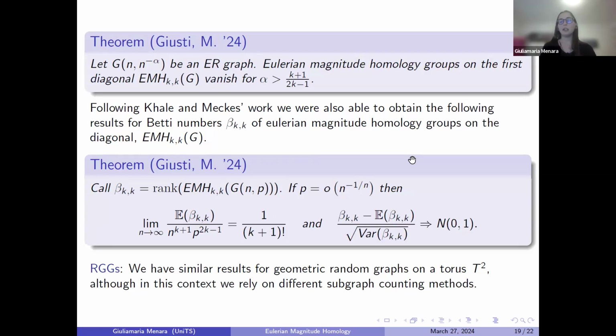The main problem was that when you have geometric random graphs, we're building the random graph in a metric space. And so you have the triangle inequality. And because of the triangle inequality, the edges are not independent. So this complicated things a bit, but nevertheless, we could obtain similar results both for the vanishing threshold and for the expectation of the Betti numbers.